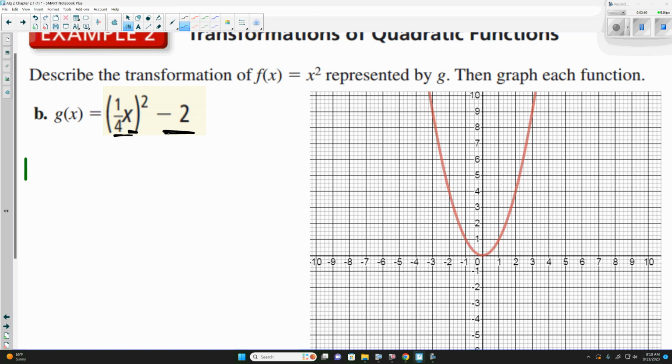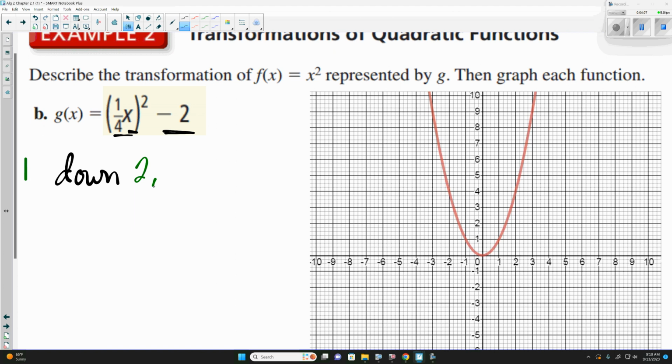So how far would we move? Down what? Because with outside the parentheses, that minus 2 is moving exactly like we think it should, which is down 2. So that takes care of that one. And the only other number that we have is the 1/4.